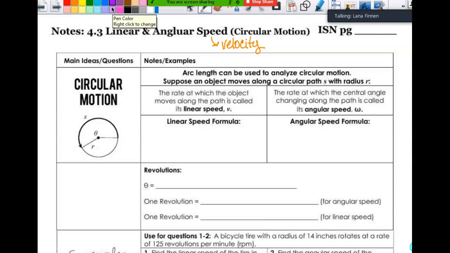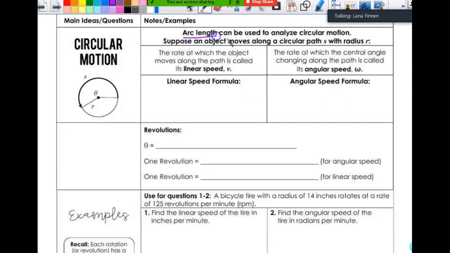Okay, so arc length can be used to analyze circular motion. Suppose an object moves along a circular path S with a radius R. The rate at which the object moves along the path is called the linear speed, or V for velocity. Your velocity formula looks like this: velocity equals S over T, that is your arc length over time. So this was the rate at which the object moves.